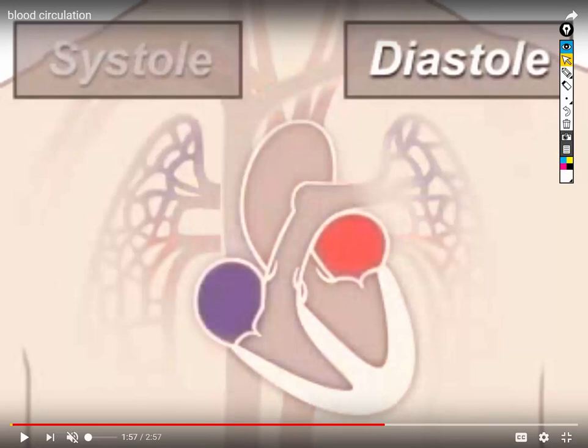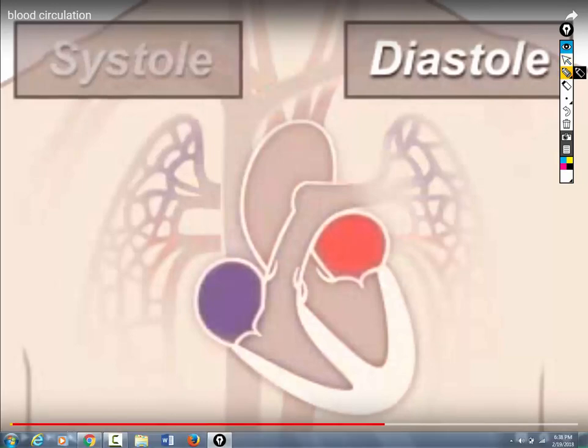I'm going to explain to you the circulation of blood through the heart. This is exactly how I wanted it explained. Do you understand? Exactly how I wanted it.